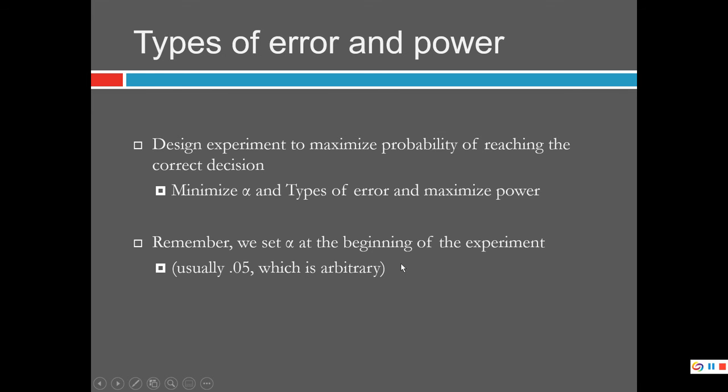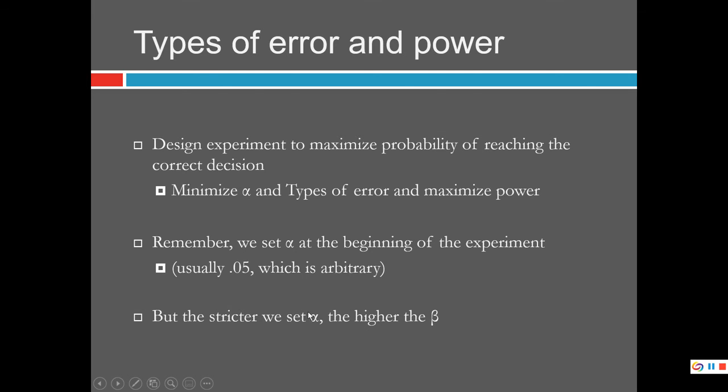If you made your alpha 0.00001, you might never reach that level of confidence. So we want to figure out how much error we can tolerate, but we don't want to be unreasonably small about it. And again, this 0.05 is an arbitrary decision that we all just kind of agree is a reasonable level.